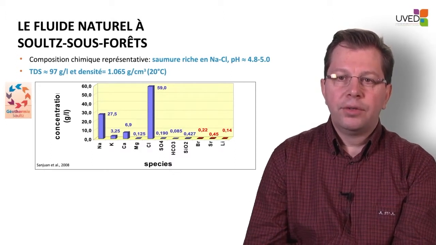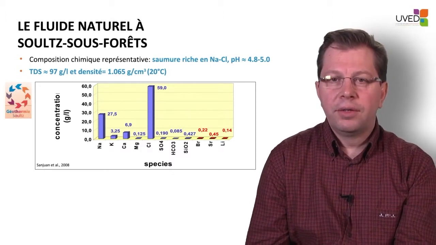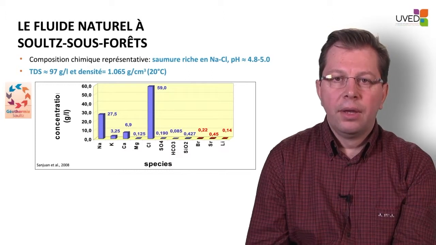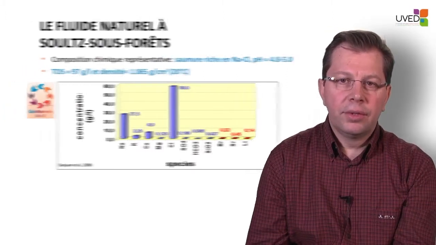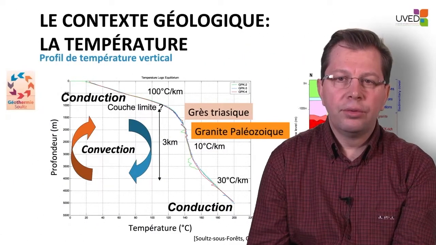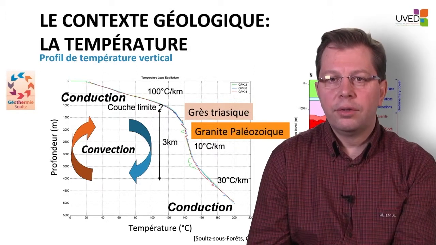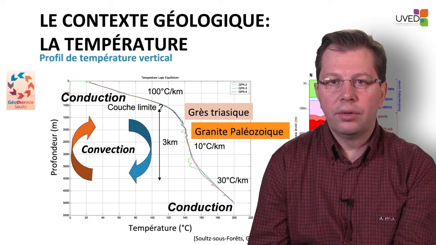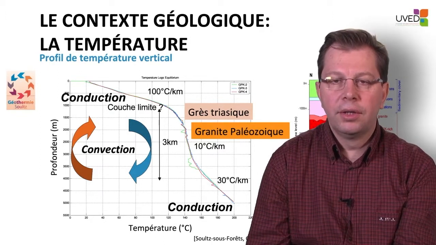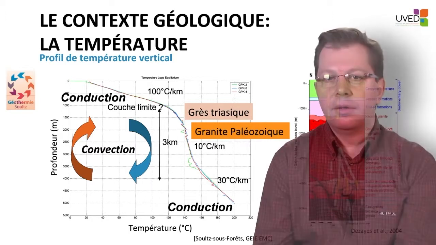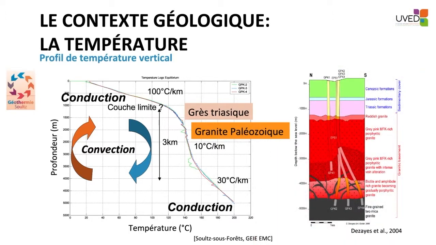Second evolution. La deuxième observation qui a fait évoluer le concept, c'est que la circulation était substantielle. The fluid circulation was quite substantial. This was found by measuring the temperature profile in a borehole in the Soultz-sous-Forêts. Imagine that we drop a small sensor in a borehole under the surface down to 5,000 meters of depth.